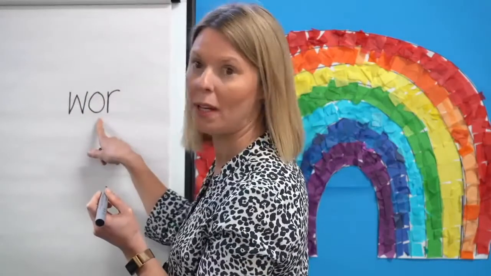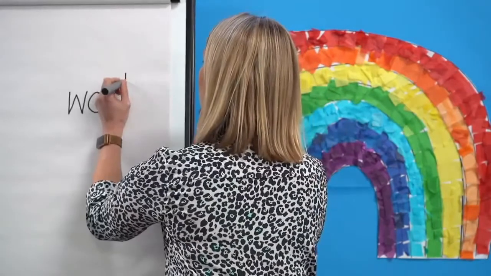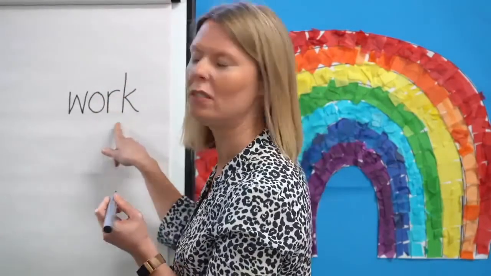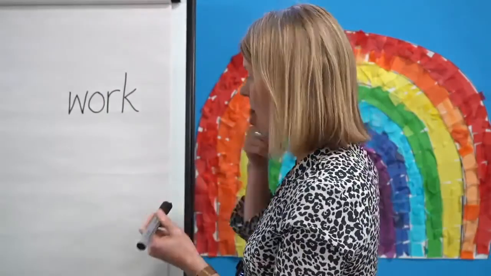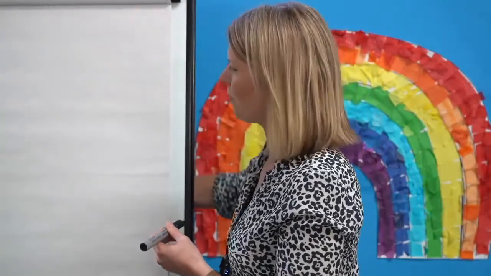This is the tricky bit. The OR says "or". That's easy. K. Ooh, k. Work. Your turn. Say the word. Say the sounds. Remember the tricky bit in the middle. Write them down.